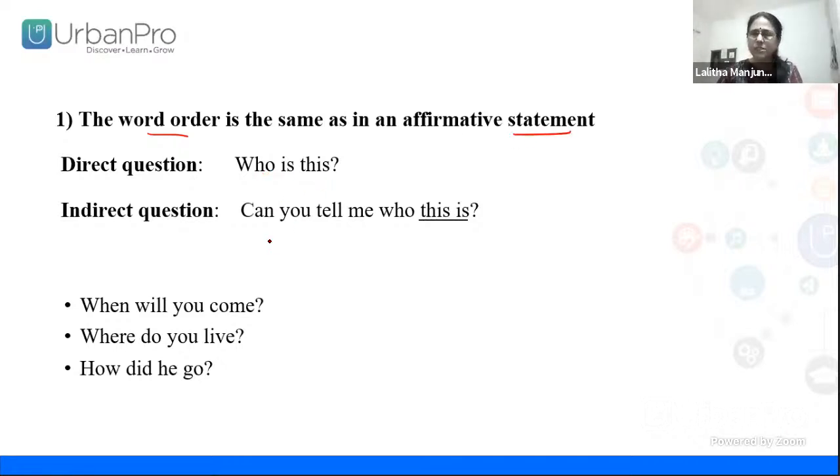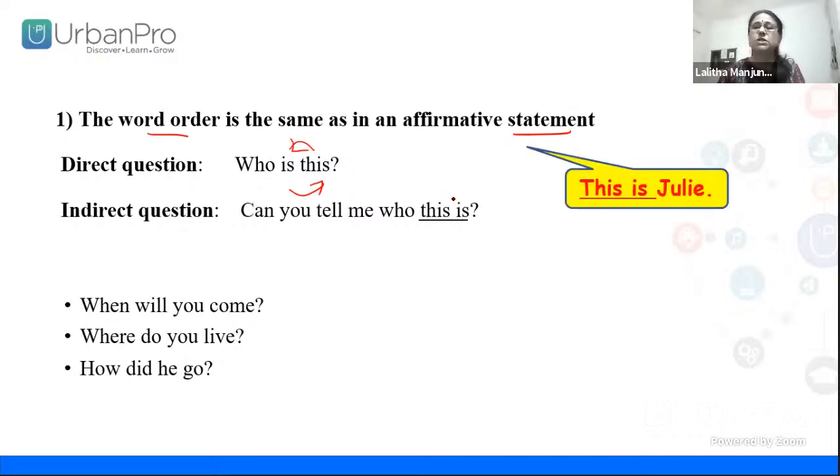So who is this? Can you tell me who this is? Why should I say who this is? Because that is the statement order. This is Julie. So the order of subject and verb will be the same as a statement in an indirect question. This is different from the order in a direct question.